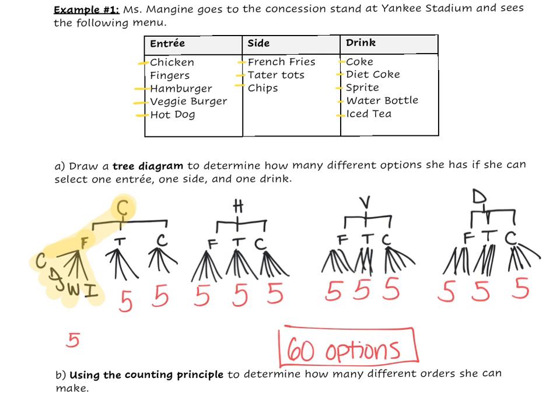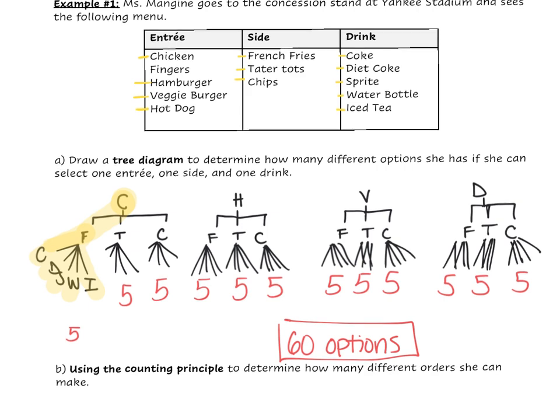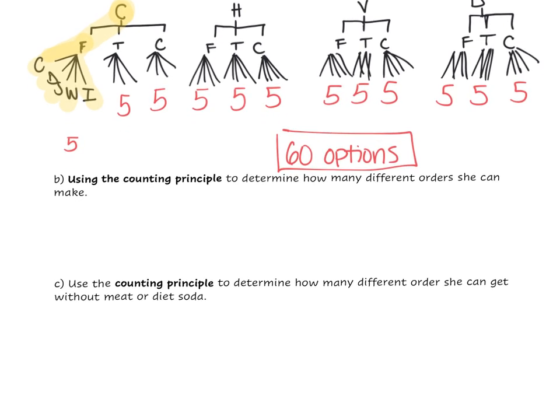Now, I would hope that there's an easier way that we can do this, because drawing a tree diagram for 60 options is a little bit excessive. So there's actually something we can use, and we can use the counting principle like I discussed before. The counting principle works like this. We would draw 3 lines for the 3 different options that we have. So we have entrees, then we have sides, and then we have drinks. And all we would have to do is multiply the number of possibilities for each one.